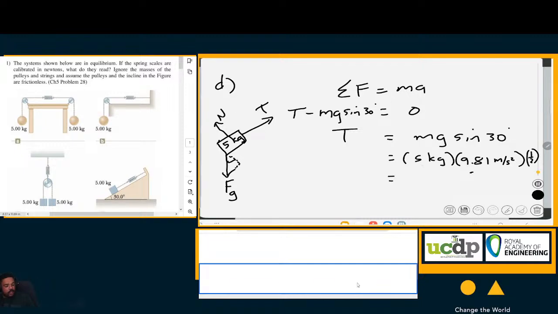So it's 5 times 9.8 is 49. We've seen that before. Half of 49 is 24.5. So it's 24.5 newtons. That is the tension in that rope. That will also be the reading on that screen.